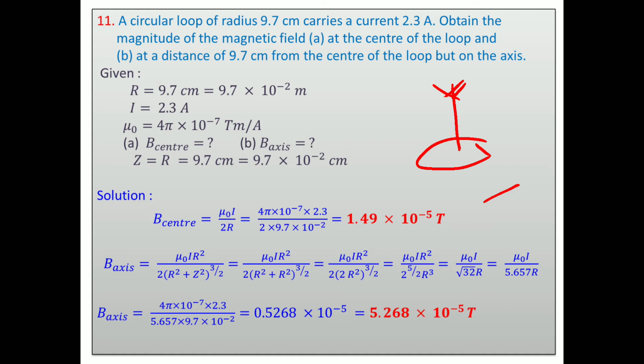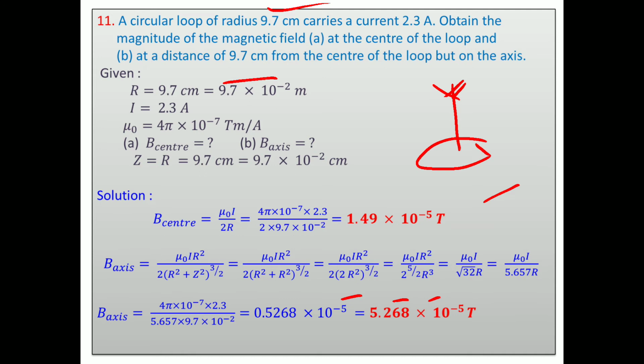So mu naught I r square upon 2 into r square plus r square, because distance and radius are the same. So directly you take r square plus r square. Look at the calculation part. Thereafter r square plus r square is 2r square raised to 3 by 2. The 2 gets cancelled. So you can take 2 raised to 3 by 2 and 2 raised to 1. Then 2 raised to 1 into 2 raised to 3 by 2 means 2 raised to 5 by 2. And here the r square term gets cancelled. Directly you get r cube.